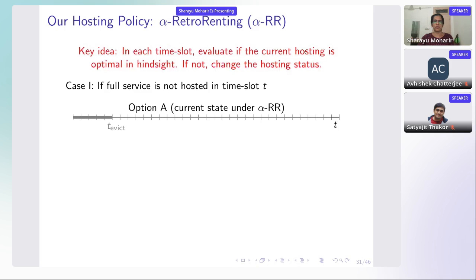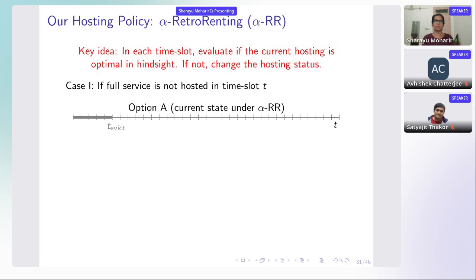This is sort of an extension of RR. So what you'll see here are very similar decisions to the way RR decides what to do. We call this policy alpha RR. Alpha here denotes the partial hosting state, which is allowed. So in each time slot, alpha RR evaluates if the current cache status is optimal. And if it is not optimal, it changes the hosting status.